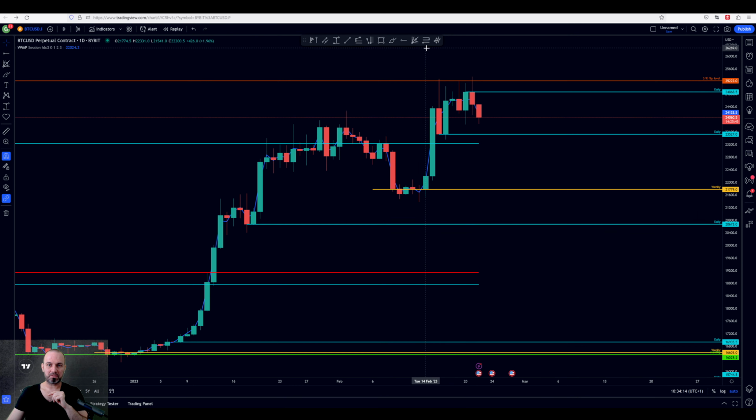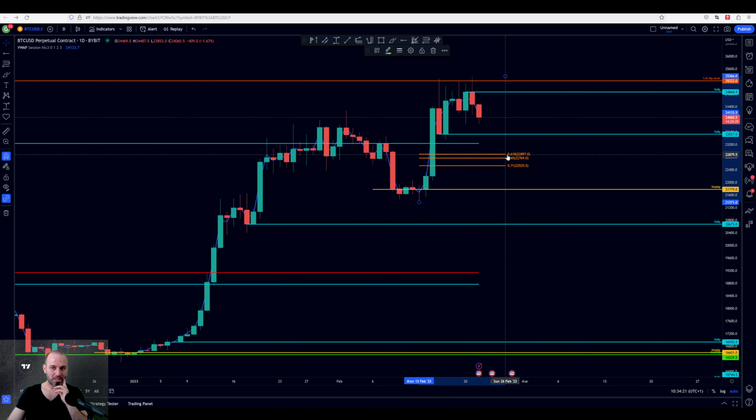Now in between, we can pull some fibs, starting from here to here, and that would give us the golden pocket, for which I added this 0.71 level, which most of the time is very, very well respected.